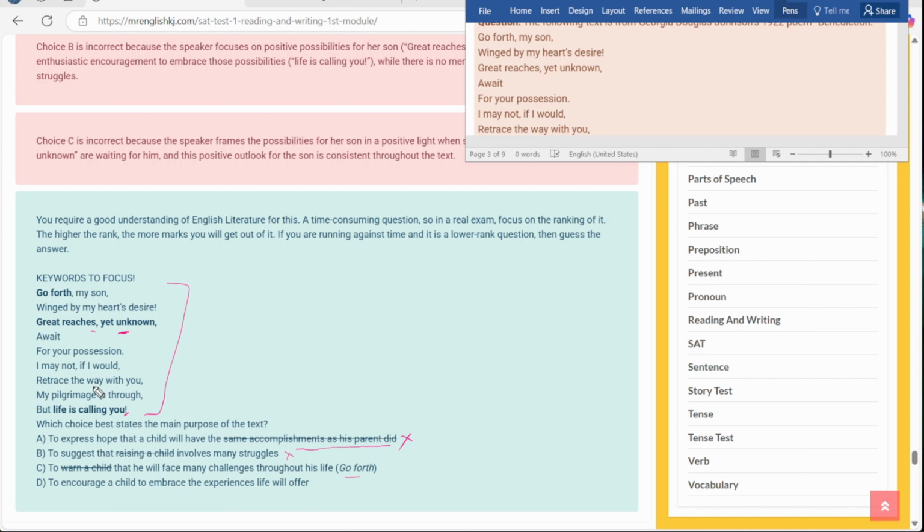To warn a child that he will face many challenges throughout life. The parent said, go forth, my son, go forward. Obviously, they are not warning the child. So, wrong. To encourage a child, obviously, they were encouraging, and embrace experiences life will offer. Life is calling you. Great reaches yet unknown. That's why they are key points. Okay. After knowing the key points, everything will be easy.